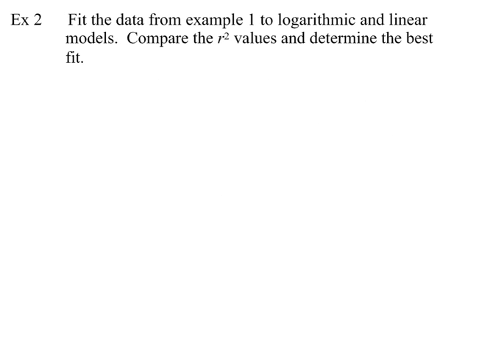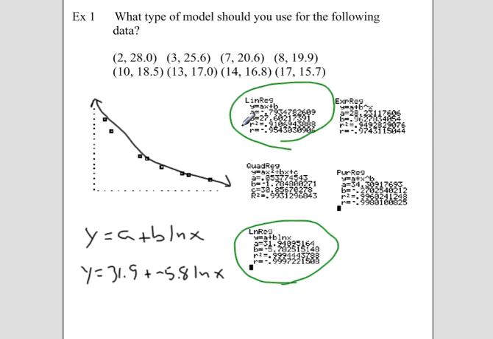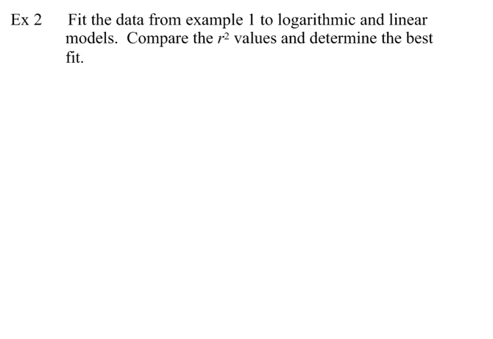All right, let's try that again. So it says on the second example, fit the data from example 1 to logarithmic and linear models. And actually, I already did that. Logarithmic and linear, compare r-squared, determine the best fit. So let me go back. Logarithmic was this one right here. Linear was this one right here. They both have a pretty good fit. R squared here is 0.91. R squared here is 0.99. Both have a pretty good fit, but that logarithmic model is a much better fit. Okay, so that example is taken care of.